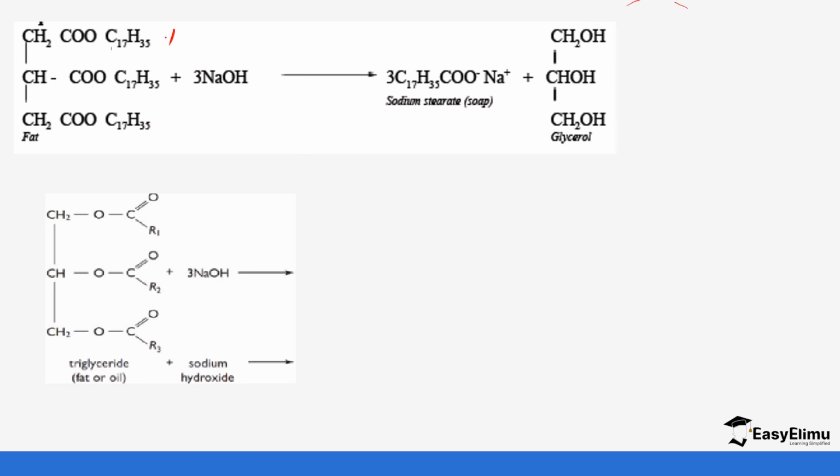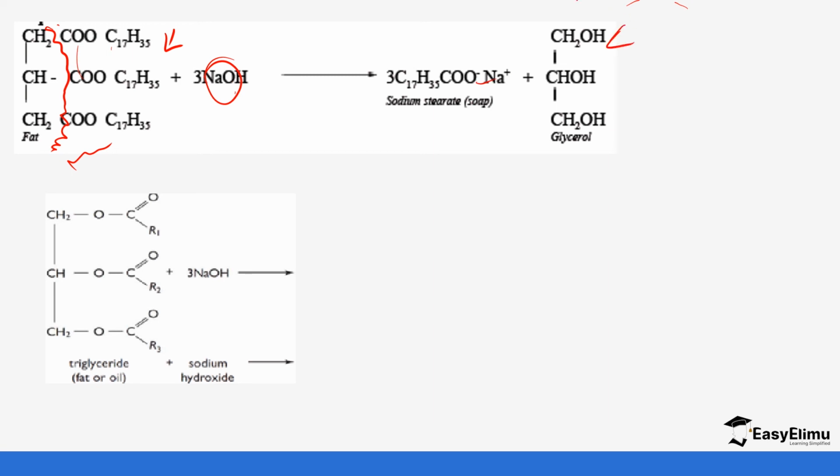And when you look at this fat or oil, you can see how it looks like. It's an ester. You can see an alkyl attached to the acid, which reacts with sodium hydroxide. So you notice there is a dissociation or displacement that happens. So the sodium ions displace the alkyl part of the fat, and it's replaced directly with sodium, and then we are left with an alcohol.